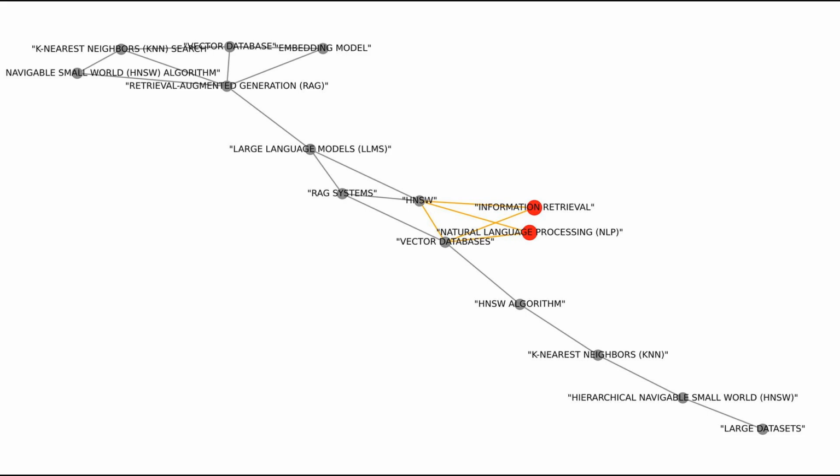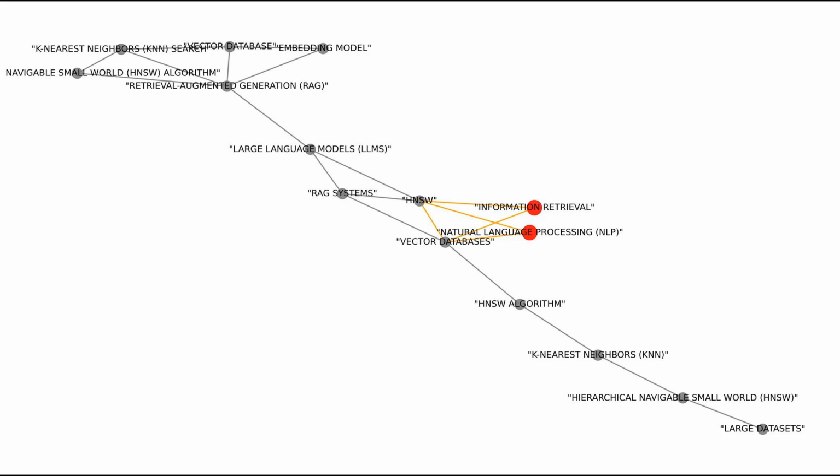Second, since HNSW requires more memory to store its graph structure and vector embeddings, it encourages developers and researchers to think critically about resource management when building information retrieval systems. So this can lead to innovations in how data is stored and accessed, as well as improvements in hardware and infrastructure designed to support these algorithms. Furthermore, the widespread adoption of HNSW in popular vector databases means that it sets a real standard for performance in the field. As more systems implement this algorithm, it can actually drive advancements in related technologies, pushing the envelope on what is possible in information retrieval and NLP.